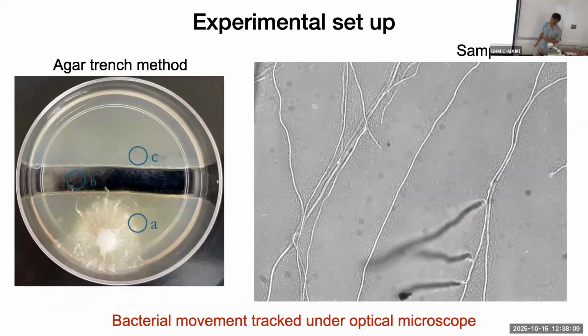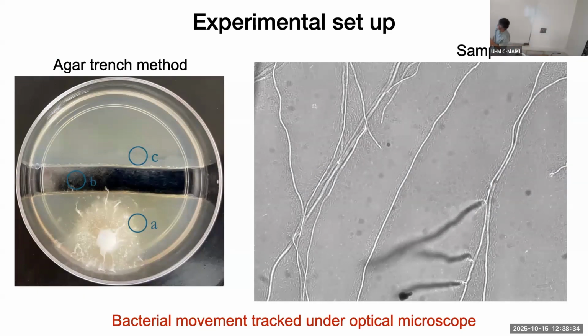Here's an overview of the experimental setup. We have a Petri dish with agar, and the fungus and bacteria are grown on one side, and there's a trench created for us to see under a microscope what's going on. Here's a typical video of what we see under the microscope. These long, slender things are the hyphae, and you can see a lot of bacteria near these hyphae.